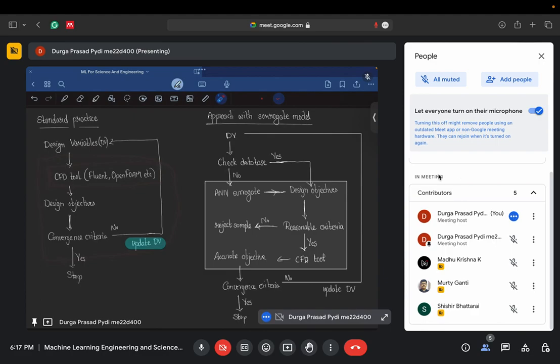So what this particular author has done is to use a surrogate model. The idea there is you create one database first.